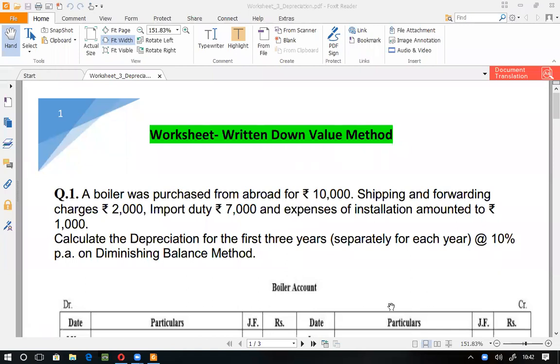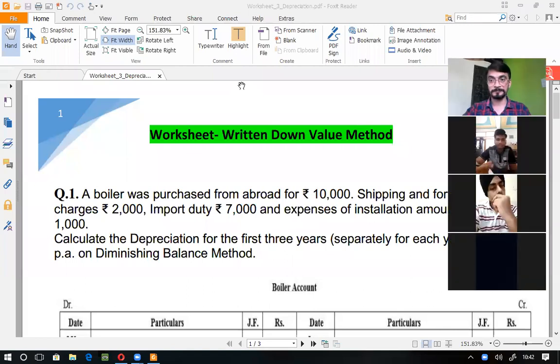For the debit side and for the credit side: date, particulars, journal folio, amount; date, particulars, journal folio, amount. You can skip the journal folio column as of now, because if you're not able to make proper space for it in your notebook, you can just go with date, particulars, amount for the debit side, and date, particulars, amount for the credit side. I hope you guys are drawing it. And then we'll start proceeding with the question.